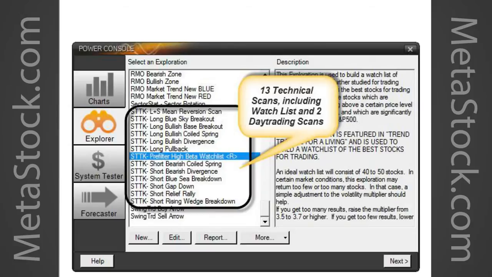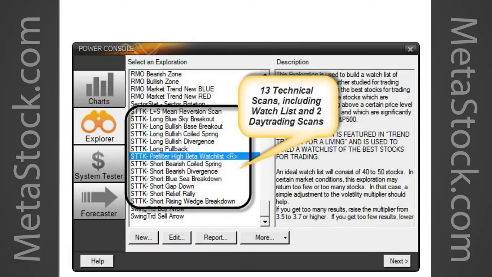Once you have it uploaded into your Metastock, you're going to see 13 technical scans, which, correct me if I'm wrong, Jeff, but I think that makes it one of the largest, if not the largest, trading add-on package in Metastock. And if you're familiar with my first book, Trend Trading for a Living, you will find all of the systems listed there. If you're familiar with my second book, Micro Trend Trading, you'll find two of the day trading scans there, not as an exploration, but as the expert advisory that you can add on to charts.